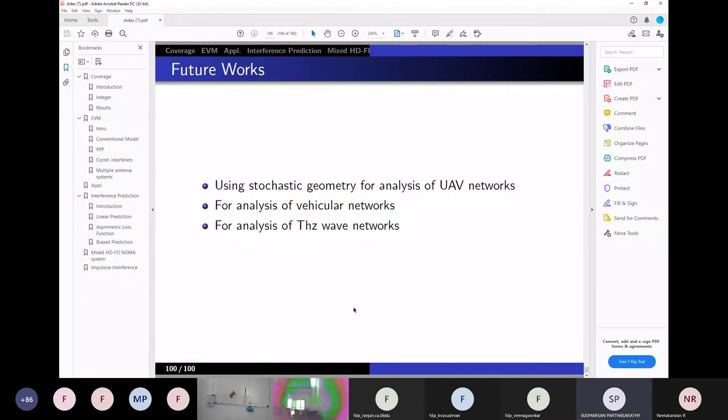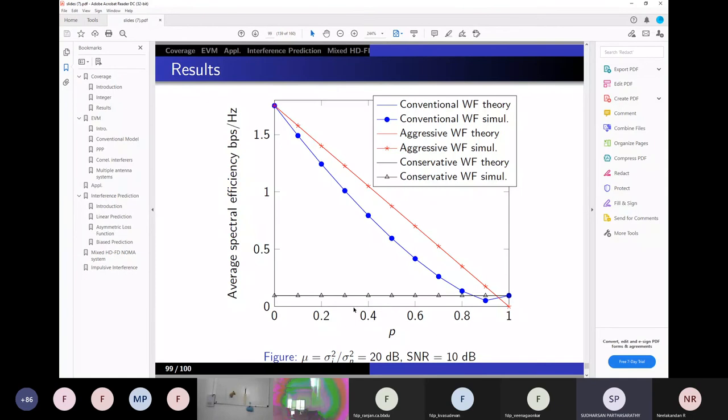Let's assume mu equals 20 dB, where sigma I squared is 100 times sigma n squared, so your interference power is 100 times the AWGN power. Here also the same thing holds. Always, either of these two schemes will be better than conventional water filling. But the only difference between these two plots is, if you go to the previous slide 98, okay?